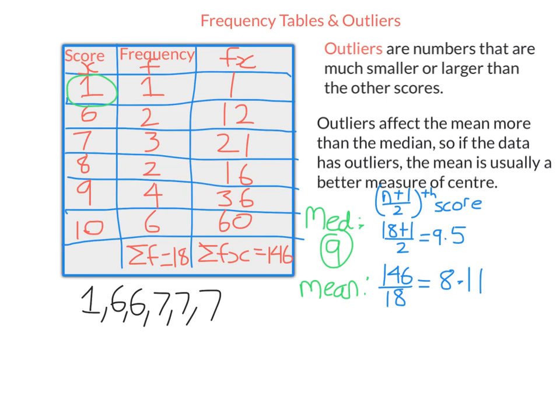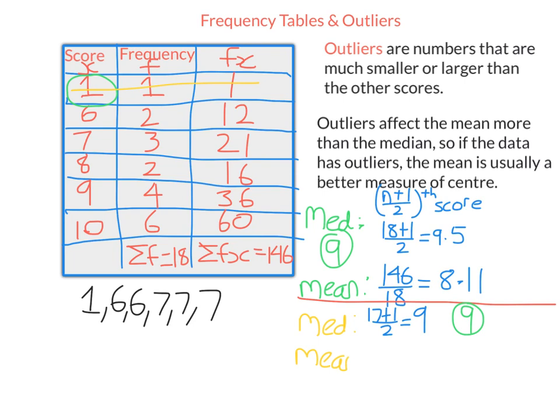So let's now look at what the mean and median would be if I don't include the outlier. If I get rid of that, there are now only going to be 17 scores. So using this formula here, number of scores plus 1, 17 plus 1 divided by 2 is 9. The median would be the 9th score. So we have 7 scores less than or equal to 8. So the 8th, 9th, 10th, 11th scores are all 9. The median is still 9 if I get rid of the outlier.